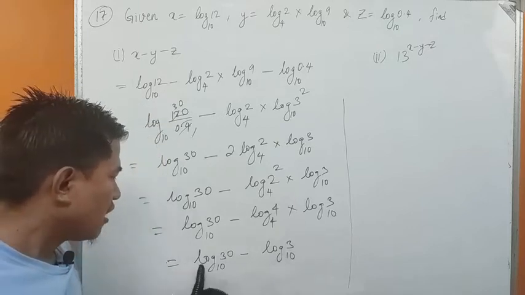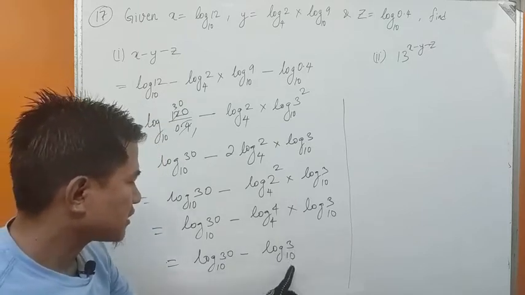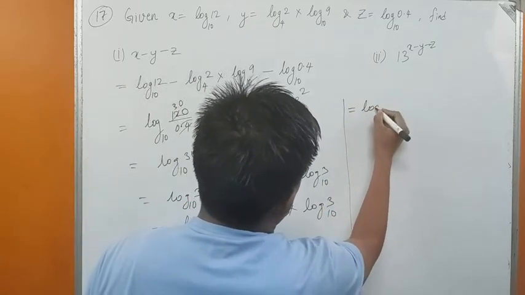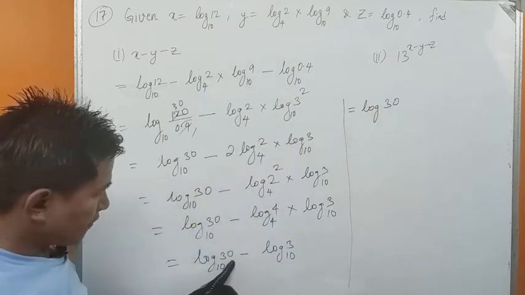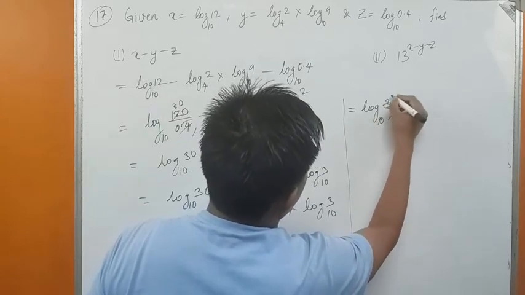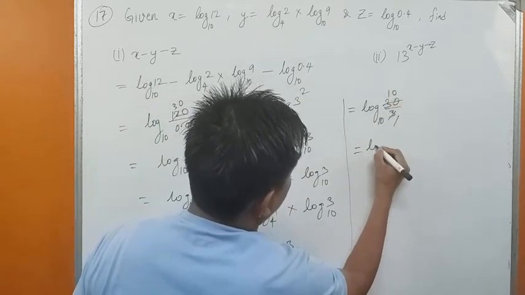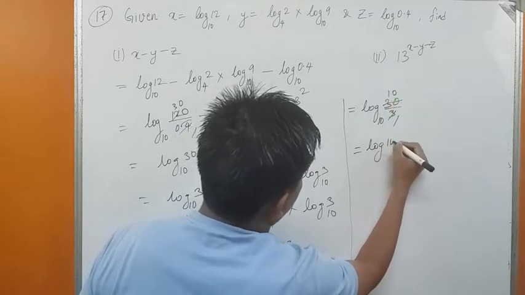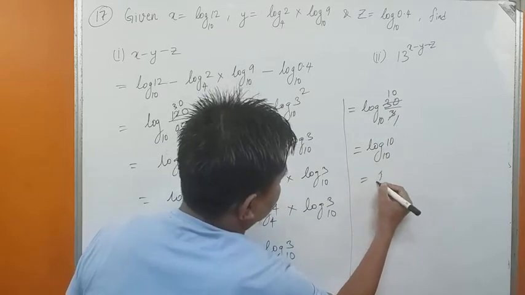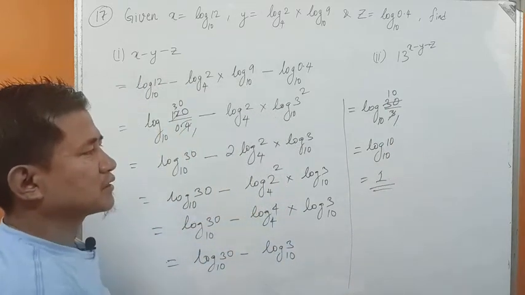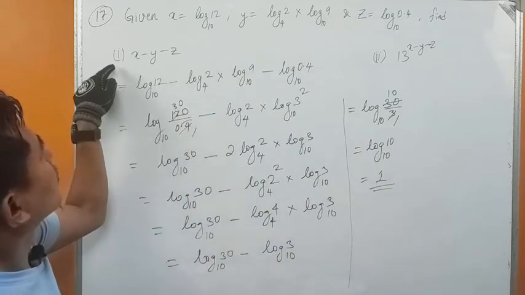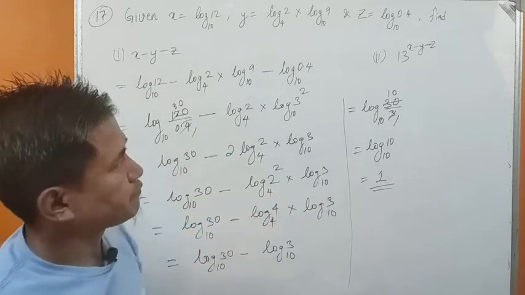So bases are equal. Log 30 to the base 10 minus log 3 to the base 10 can be written as log m upon n. This equals log 30 upon 3 to the base 10. So 3 1s are 3, 3 10s are 30. This gives us log 10 to the base 10. Log of a number to the same base is always 1. So log 10 to the base 10 is 1, and this is the answer for question number 1. Okay, x minus y minus z is 1.